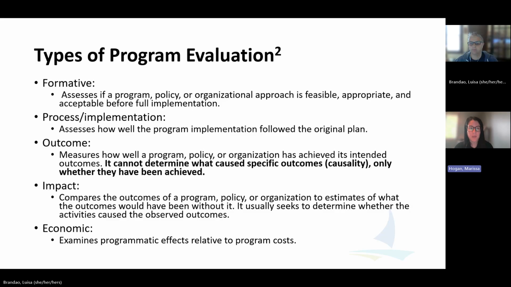So this slide's a little overwhelming, but there are a few different types of program evaluation specifically. There's formative program evaluation, process or implementation evaluation, outcome evaluation, impact evaluation, and economic evaluation. A lot of times when you're applying for different grants or other funding sources, you're going to see process and outcome evaluation mentioned, or them wanting you to talk about how you're going to be implementing process and outcome evaluation within your program when you're writing out your grant proposals.